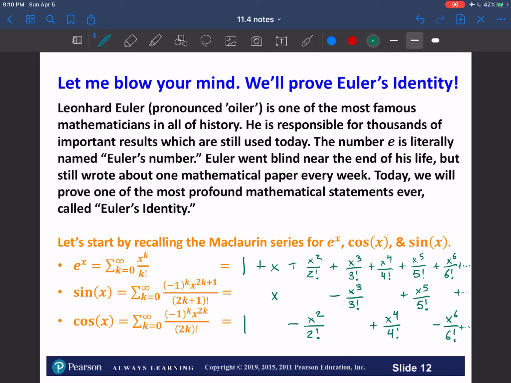And what you might notice is there's some sort of relationship here between e to the x and sine and cosine. Specifically, it looks like these terms kind of line up. There is a little bit of a discrepancy here. Notice that we have negatives for some of these terms and positives up here in e to the x. So let's see if we can find a way to relate these three functions together.